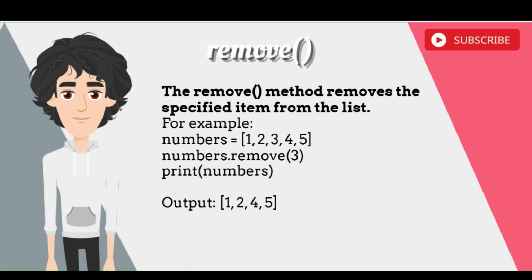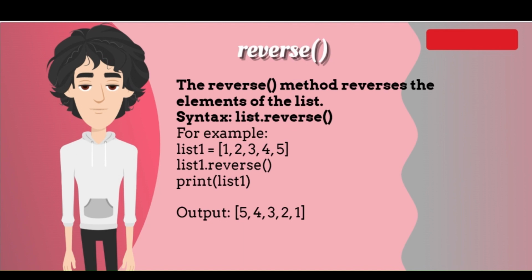Remove. The remove method removes the specified item from the list. For example, numbers equals 1, 2, 3, 4, 5, numbers.remove(3), print numbers. Output, 1, 2, 4, 5.